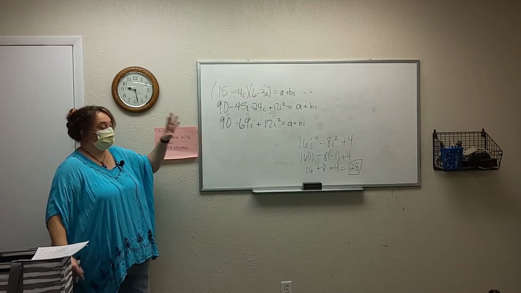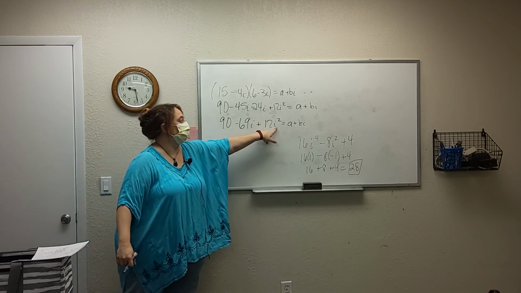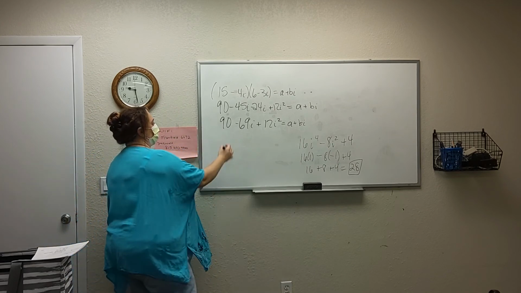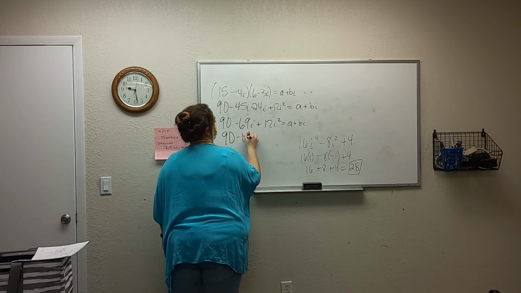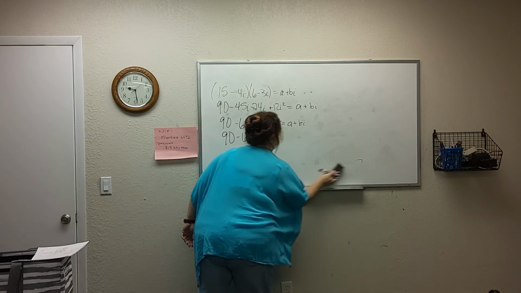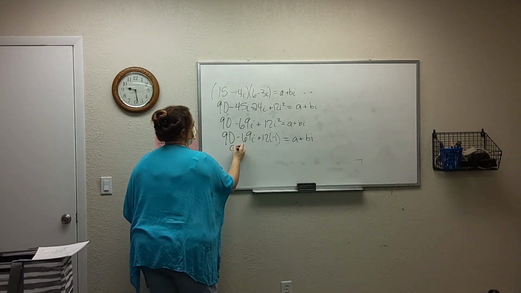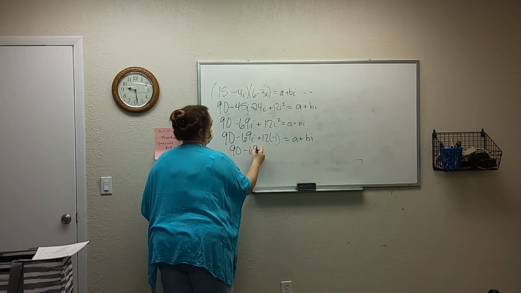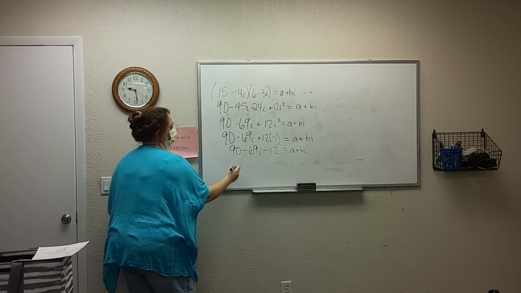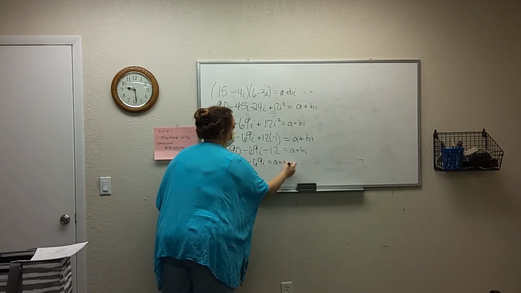Okay, so we're down to our last step. We just have to replace i squared with its appropriate value. So what's i squared? -1. Change to -1. Okay. Calculate some more. 90 minus 69i minus 12 equals a plus bi. Combining like terms again. 90 minus 12 is 78. Okay, we're as simplified as we can get.